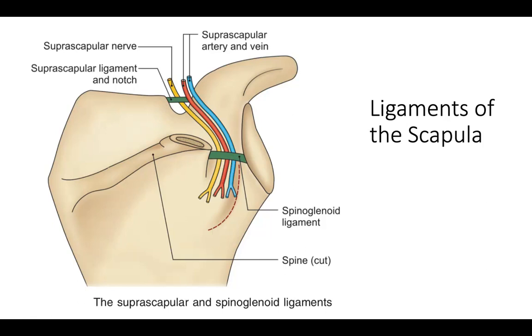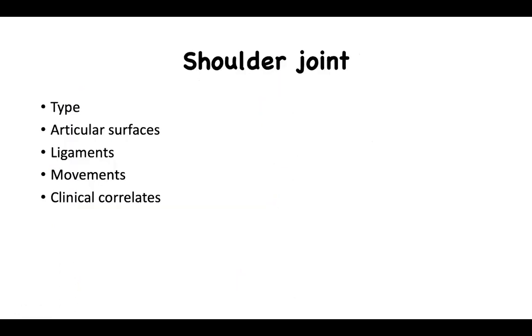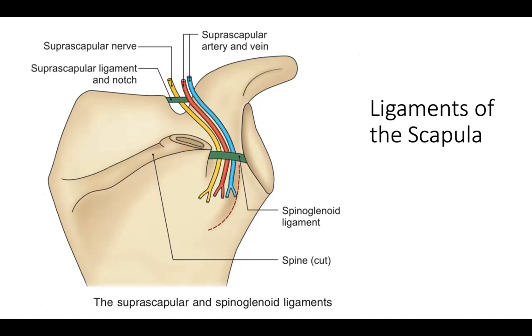If you get a question to illustrate the ligaments of the scapula, you should mention the suprascapular ligament and the spinoglenoid ligament. Do I have another ligament? Yes, I have a ligament from the acromion process to the coracoid process called the coracoacromial ligament, which is very important for the shoulder joint. I brought this as an introduction before we talk about the shoulder joint. I will return to the coracoacromial ligament further on.